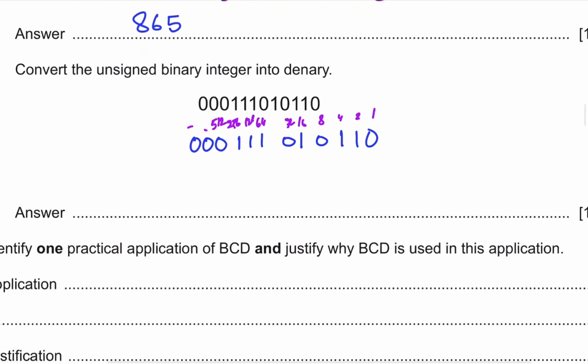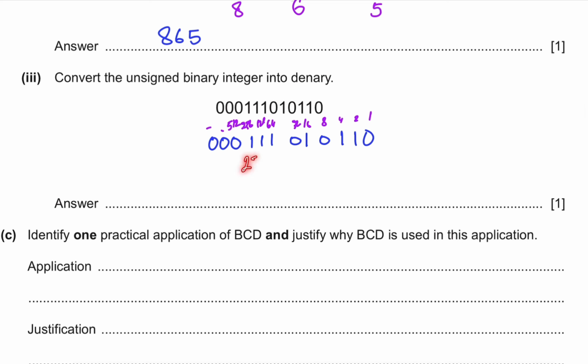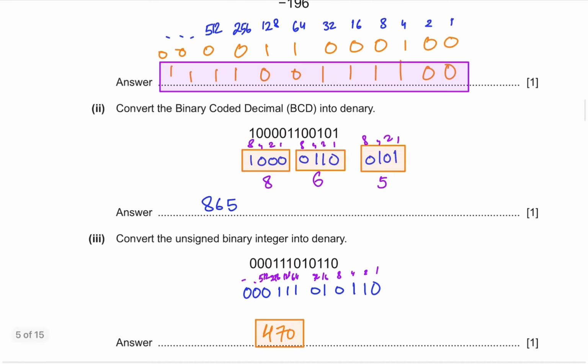So to add the denary number 256 plus 128 plus 64 plus 16 plus 4 plus 2, it will give you, all together, 470. 470 should be your final answer. Okay, it's pretty easy, students.